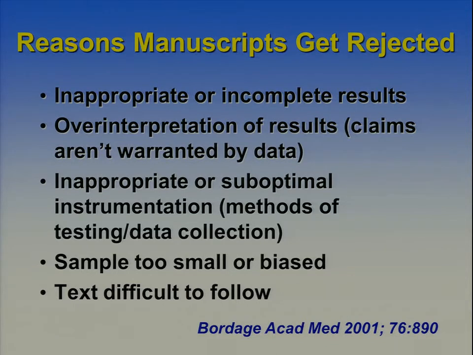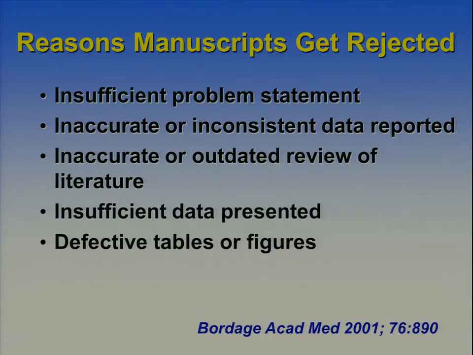They looked at quite a large number of manuscripts, and the ones that were rejected had a number of reasons, many based on scientific validity, things like inappropriate or incomplete results. Overinterpretation of results is a very common one. You claim that something is safe and effective on the basis of 5 cases, claims that aren't warranted by the data. Inappropriate or suboptimal instrumentation, and by instrumentation, the methods of testing and data collection. The sample is too small or it's biased. Text is difficult to follow. There's an insufficient statement of the problem that you're trying to address.